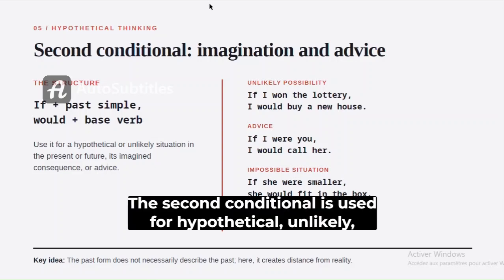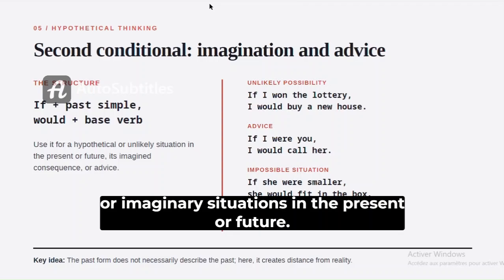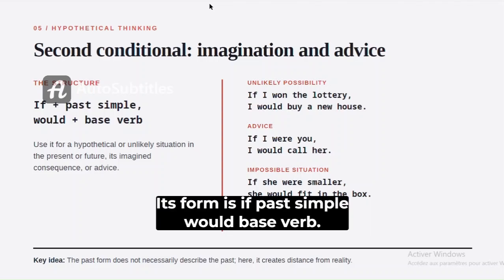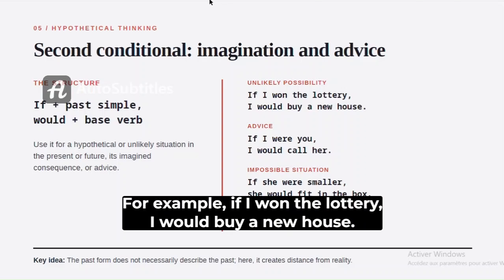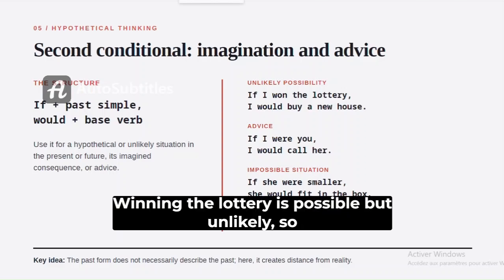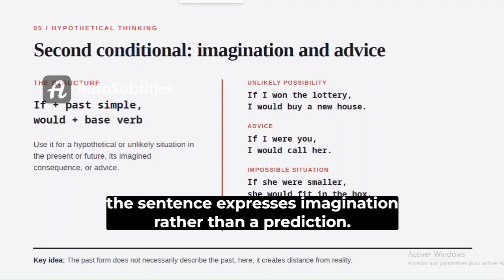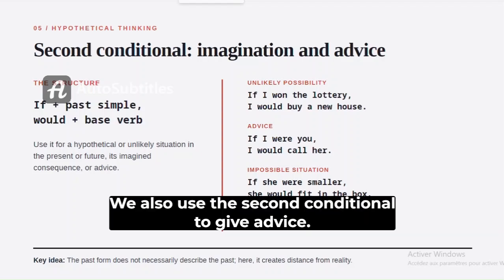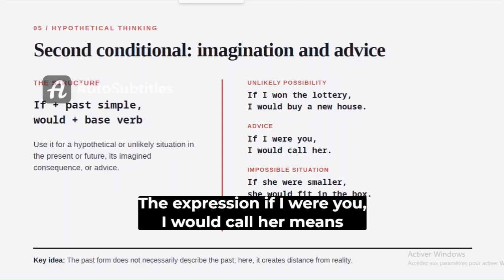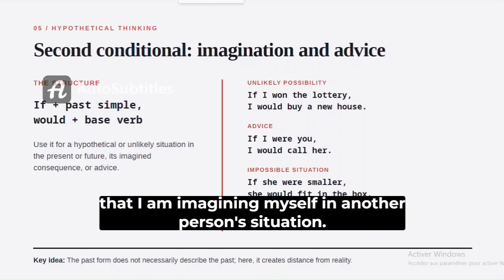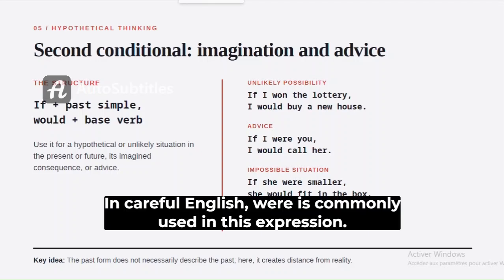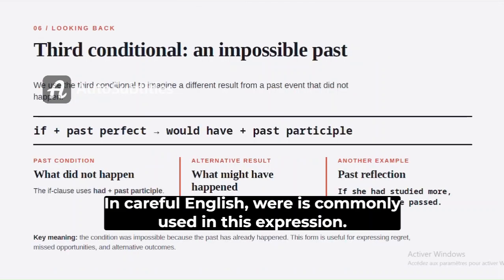The second conditional is used for hypothetical, unlikely, or imaginary situations in the present or future. Its form is if plus past simple, would plus base verb. For example, if I won the lottery, I would buy a new house. Winning the lottery is possible but unlikely, so the sentence expresses imagination rather than a prediction. We also use the second conditional to give advice. The expression, if I were you, I would call her means that I am imagining myself in another person's situation. In careful English, were is commonly used in this expression.